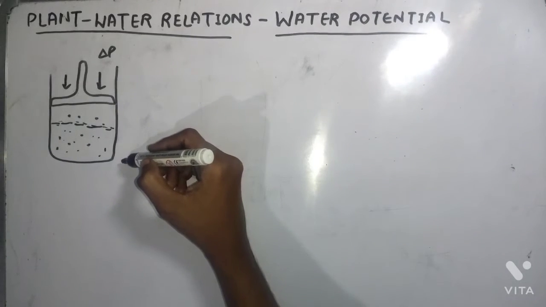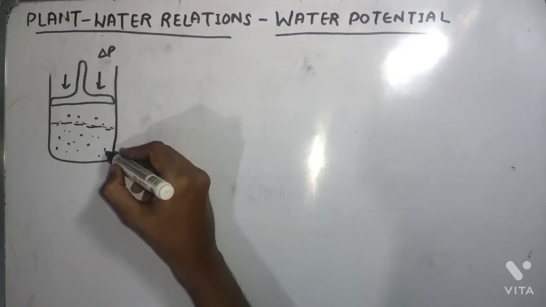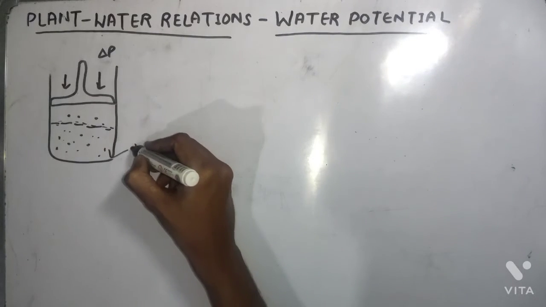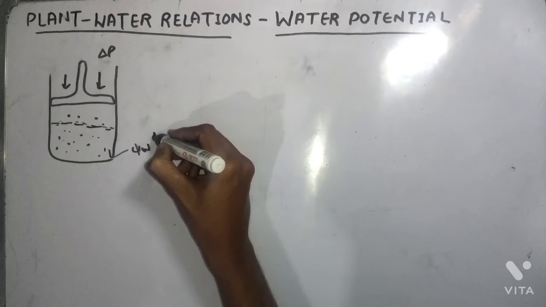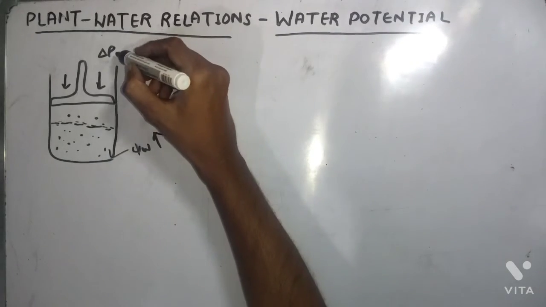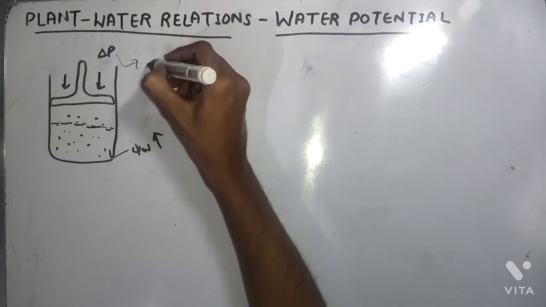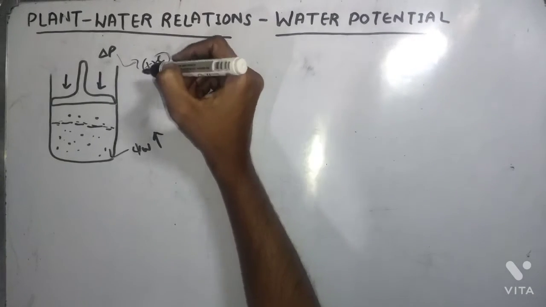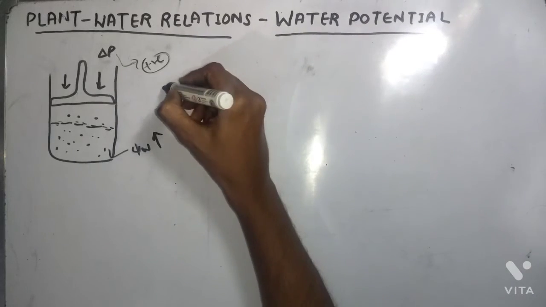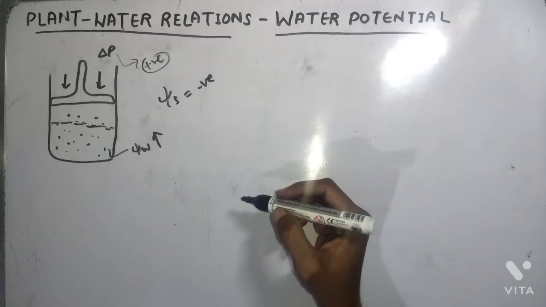So higher collision means higher energy. So the water potential will increase. Energy will increase due to collision. So pressure potential increases the water potential, so this is a positive value. So we have seen that solute potential makes it negative and pressure potential makes it positive.